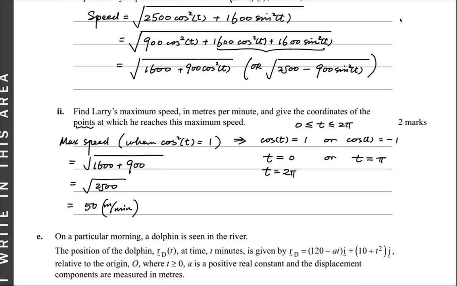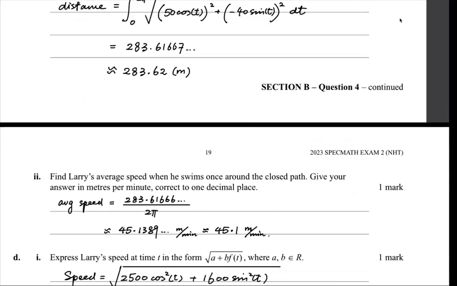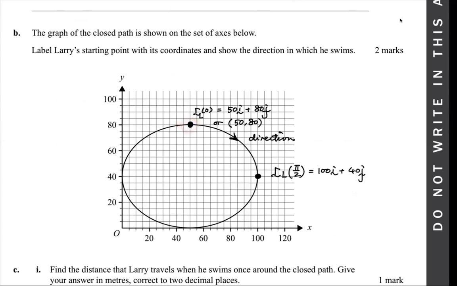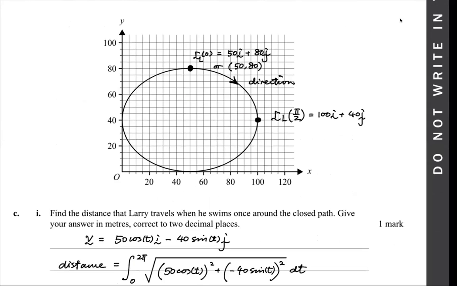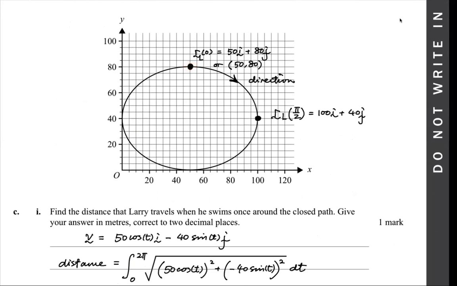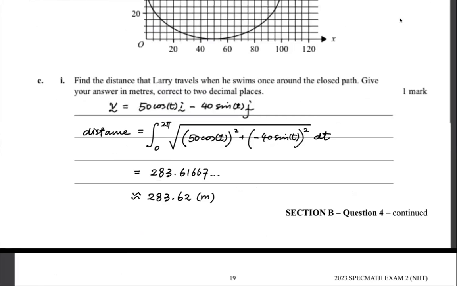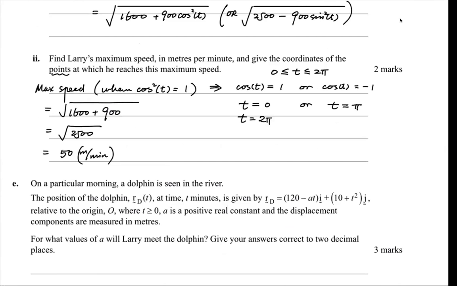But, well, if t is 0, that's the beginning. t equals 2 pi, that's the beginning, 50, 80. t equals pi, that's halfway. Then going back to the original position, not the origin, okay? So the points should be 50, 80, and 50, 0, if that's the intention of the question. 50, 80, and 50, 0.